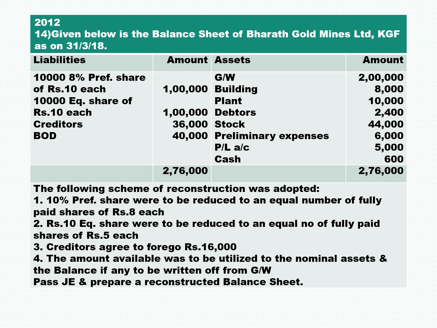Given below is a balance sheet of Bharat Gold Mines Limited KGF as on 31/3/18. We have 10,000 8% preference shares of rupees 10 each, 1 lakh. The face value of the preference share is rupees 10 each. 10,000 equity shares of rupees 10 each, 1 lakh. So the face value of the equity share is rupees 10. Then we have creditors followed by BOD. Asset side we have goodwill, building, plant, data, stock. Prelim expenses and PL account need to be written off.